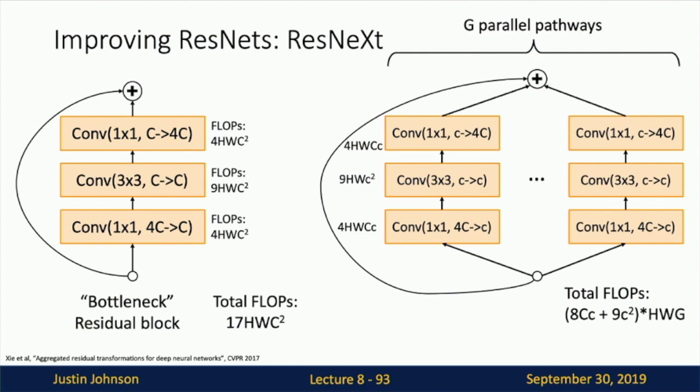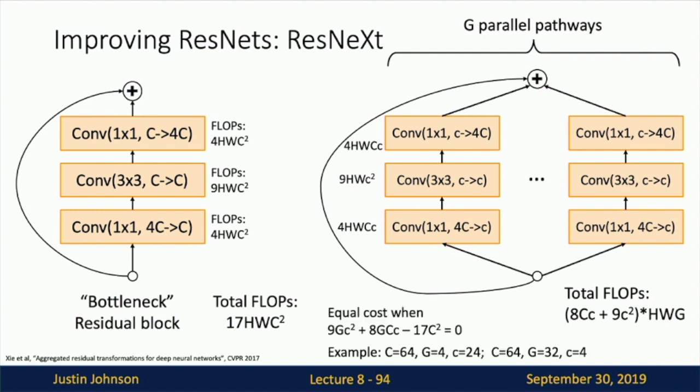Now we can compute the total FLOPs. After we compute the output from these different parallel pathways, these parallel bottleneck blocks, the outputs will all be added together. And you can see that each of these individual branches has a computational cost of 8 big C little c plus 9 little c squared, which you can multiply out to see the pattern. What's interesting is that once we set the channel dimension C and the number of parallel pathways G, we can set up a quadratic equation and solve for little c such that this multi-path architecture with G parallel branches has the same computational cost as the original bottleneck design.